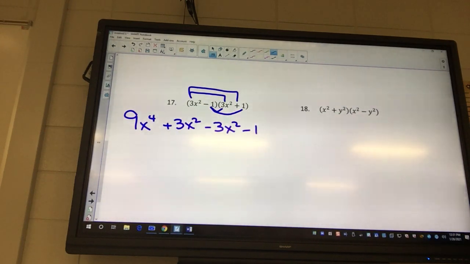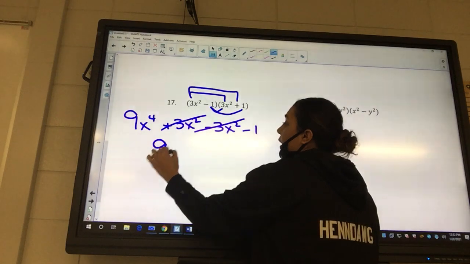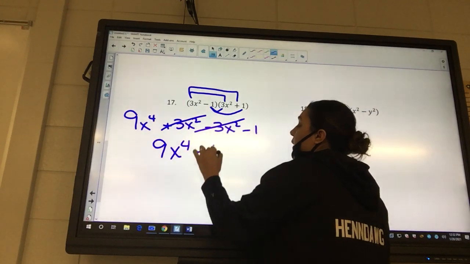Okay, do the middles cancel or no? Yeah, they do. One's a plus, one's a minus. They're going to cancel. So you're left with 9x to the 4th minus 1.